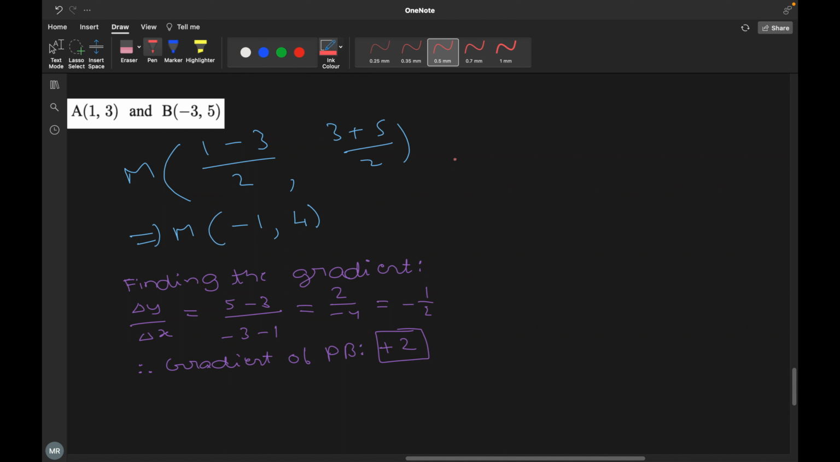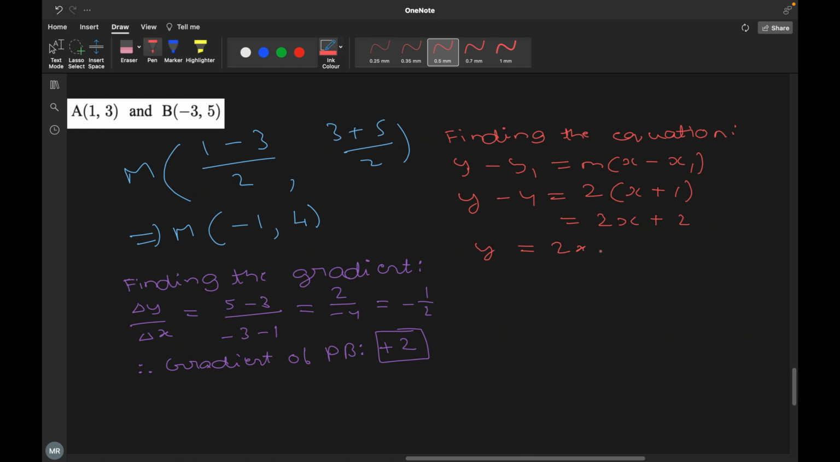Finding the equation, it's going to be y minus y1 equals m into x minus x1. So y minus 4 equals 2 into (x plus 1). Let's expand this. So this would be y equals 2x plus 2 plus 4.